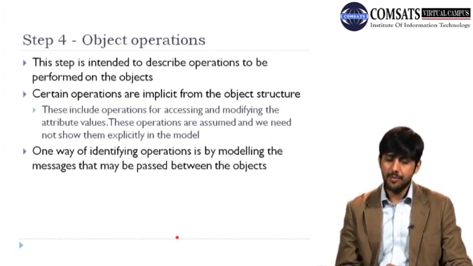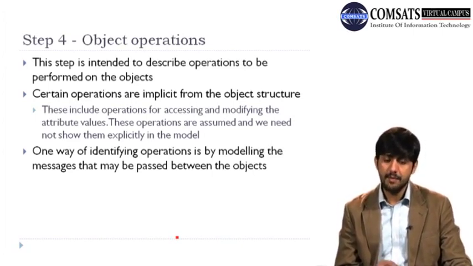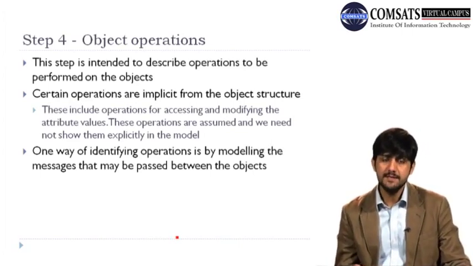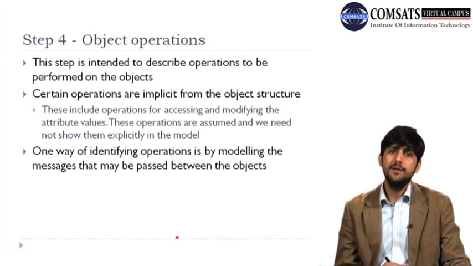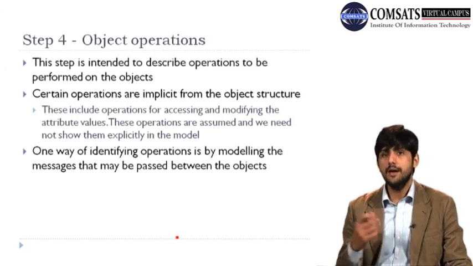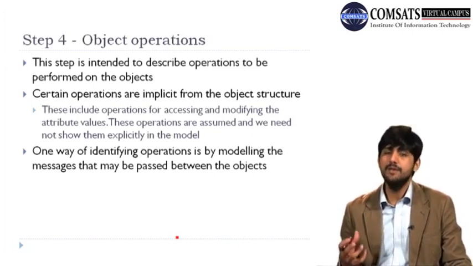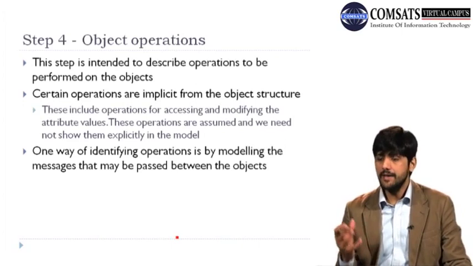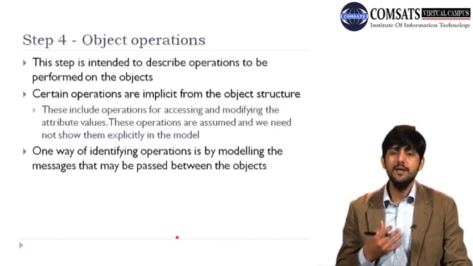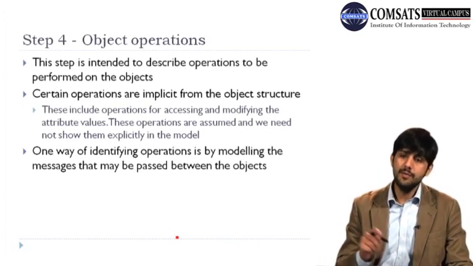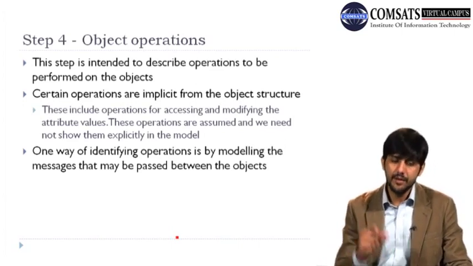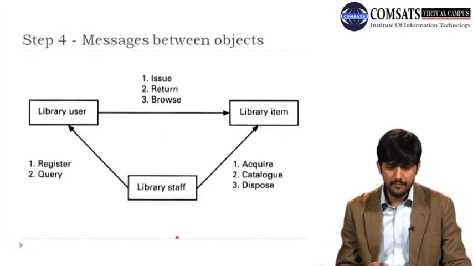One way of identifying operations is by modeling the messages that may be passed between the objects. As we have just said, if we model those messages that will be passed between those different objects, then we would know what operations are needed. For example, if we issue a certain book, then our account needs to reflect that we have a new book. So by identifying those relationships, we know that we need an operation which automatically updates my account as well. So there would be message passing between your class and your account class as well.